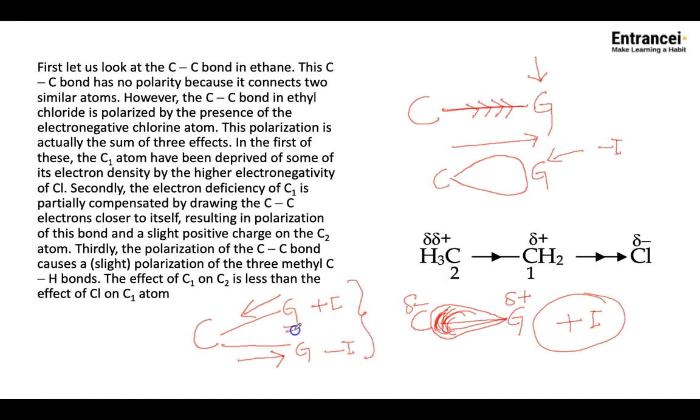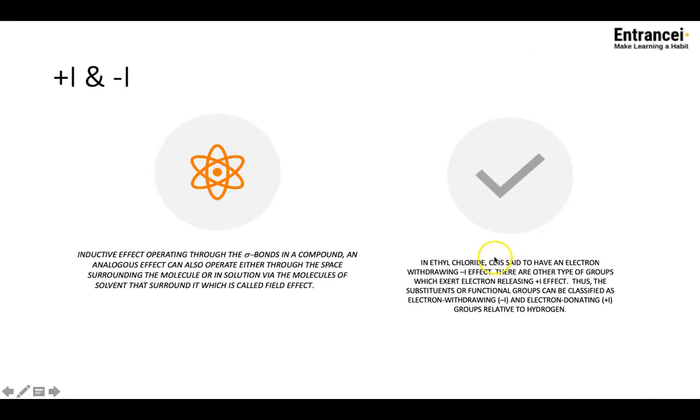One group withdraws electrons, the other group donates electrons. The groups which donate electrons are plus I. The groups which withdraw electrons are minus I. Now let's see some characteristics of plus I and minus I groups.